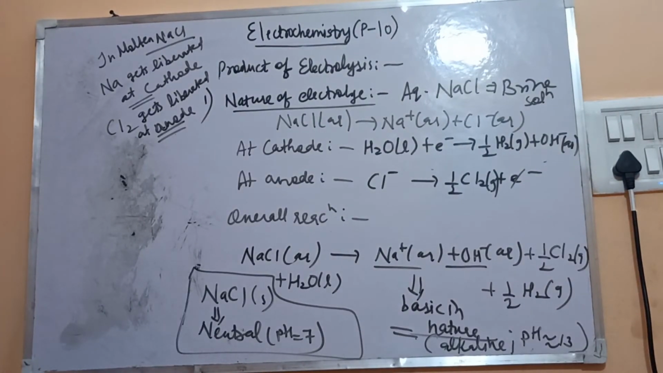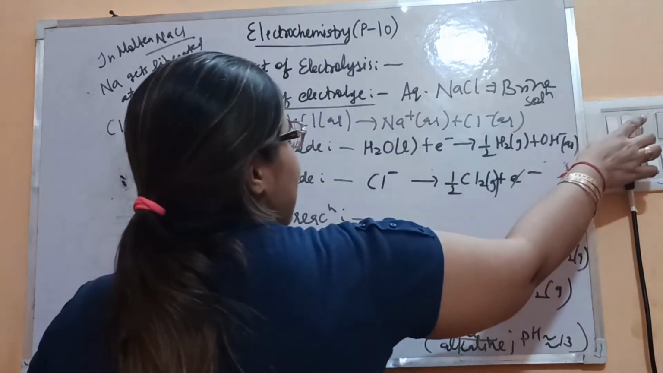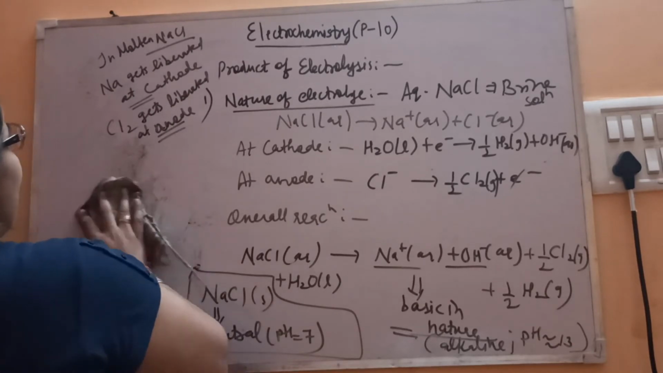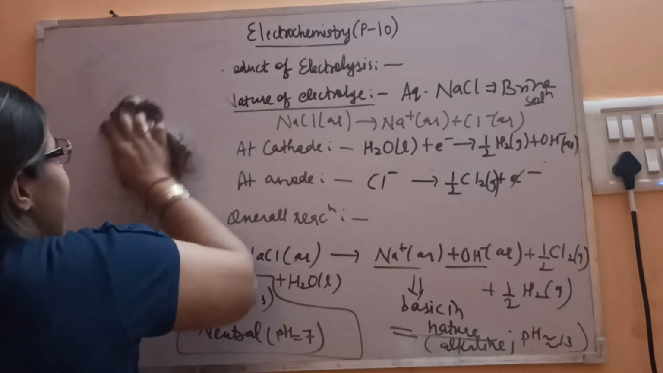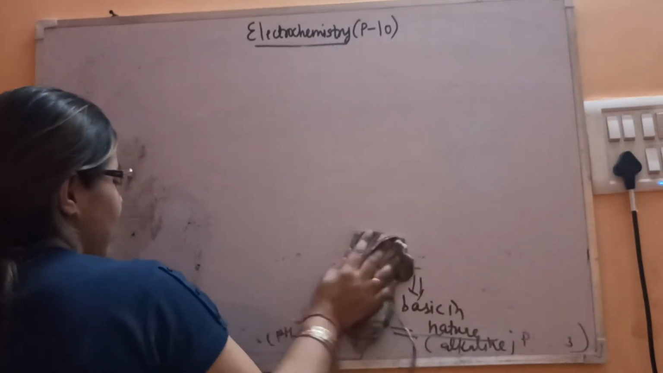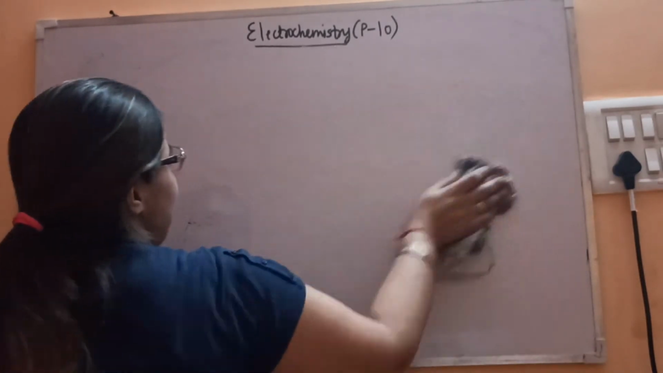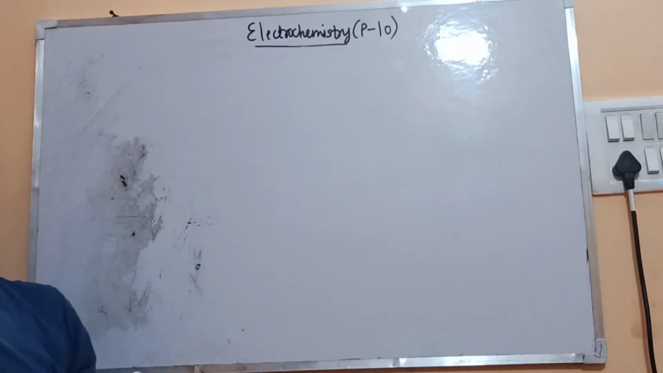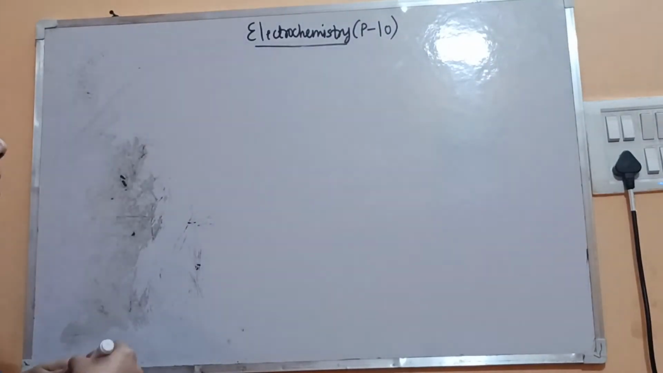Fine, so this is about the electrolysis of aqueous sodium chloride solution. So now we'll see the electrolysis of acidulated water. Okay, electrolysis of acidulated water. Acidulated means in which ions are present. As we have seen, normal water is feebly ionized. It's a bad conductor of electricity, but in the presence of ions, H plus ions, in the presence of acid, it becomes a good conductor of electricity. So let's see.